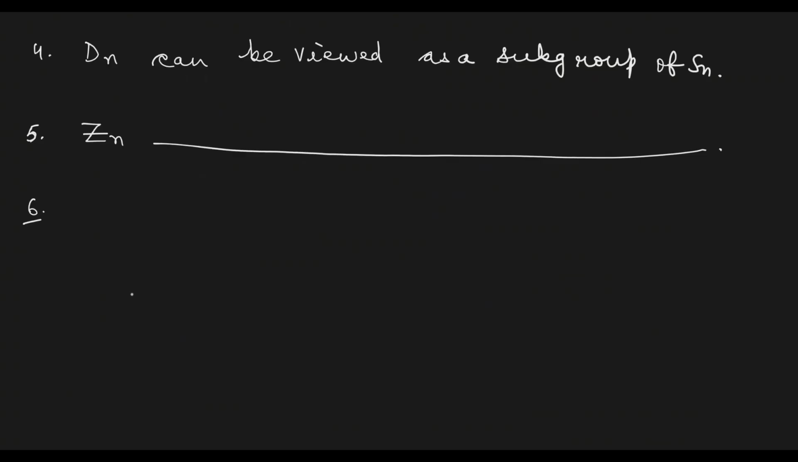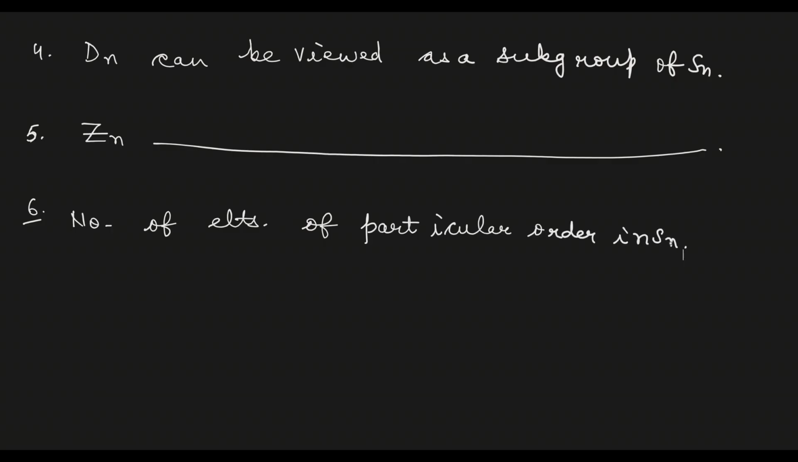Number of elements of a particular order in Sn. How to find the number of elements of a particular order in Sn? So possible orders, if I discuss in S5, it can be 1, 2, 3, 4, 5, 6.